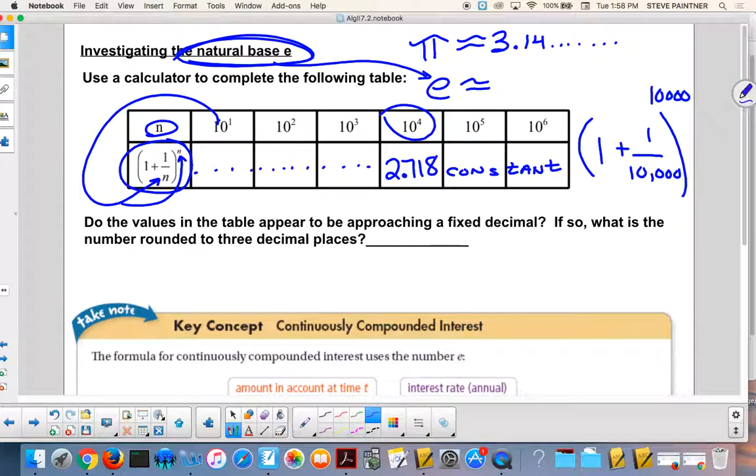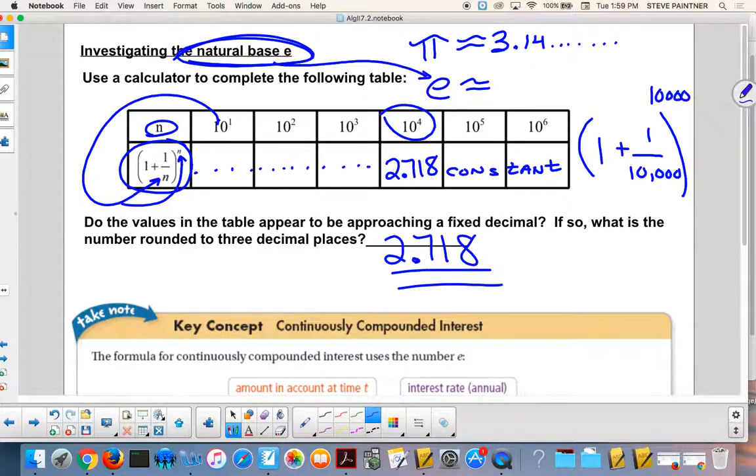Constant. Okay, so now here's the deal. It says, do the values in the table appear to be approaching a fixed decimal? Yeah, they do. If so, what is the number rounded to the nearest 3 decimal places? We already wrote it down, thanks to Isaac. There it is. That's the number for base e, the natural base e. This number is so important in mathematics. We use it in the business world, the banking world. It's been programmed into your calculator.